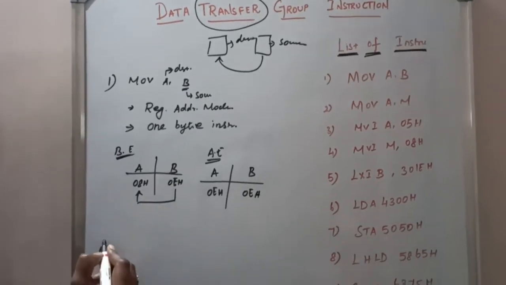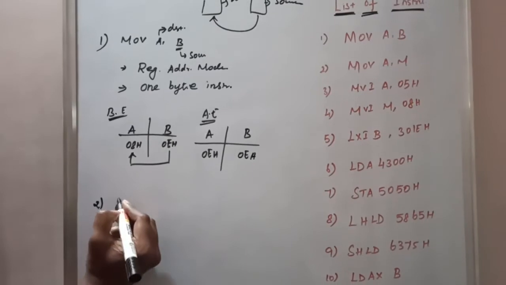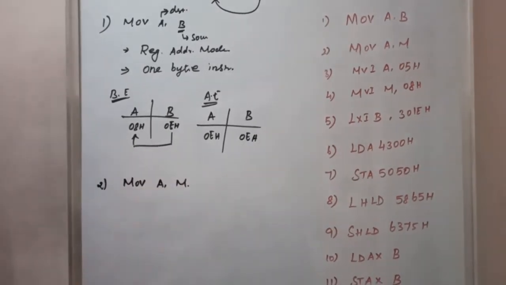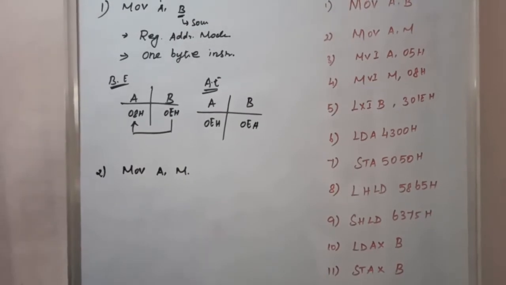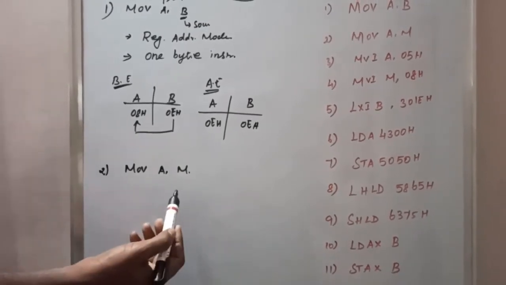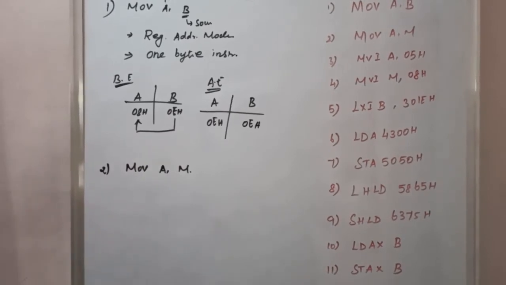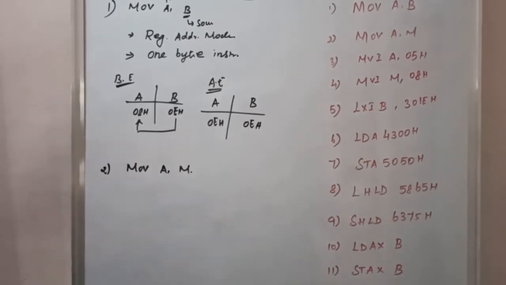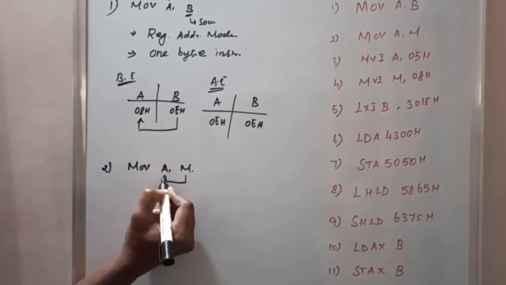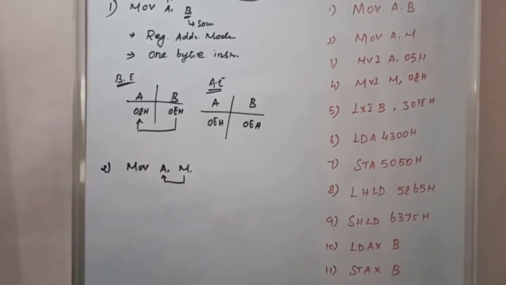The second example, MOV A, M. In this, consider the memory as the source. Whatever content is present in that memory, that content is moved to A register. The source is memory, and whatever content is placed in memory, that value is passed to A register.